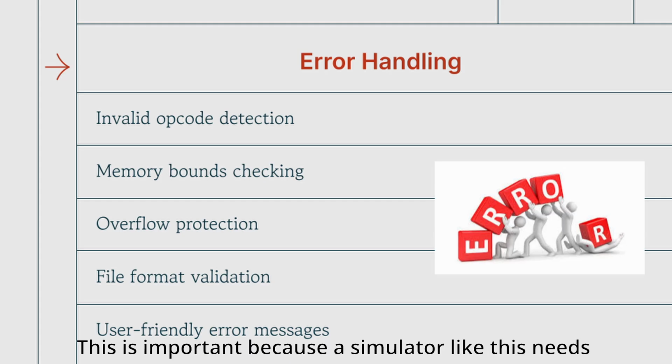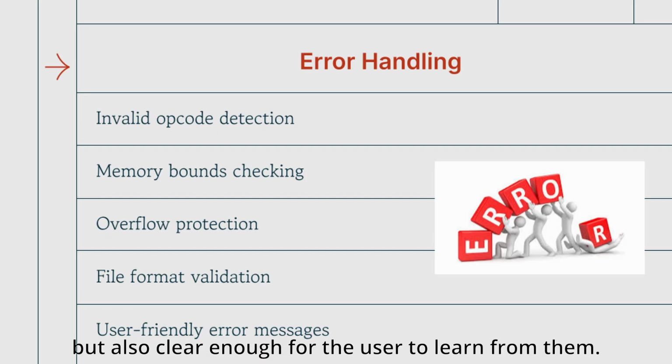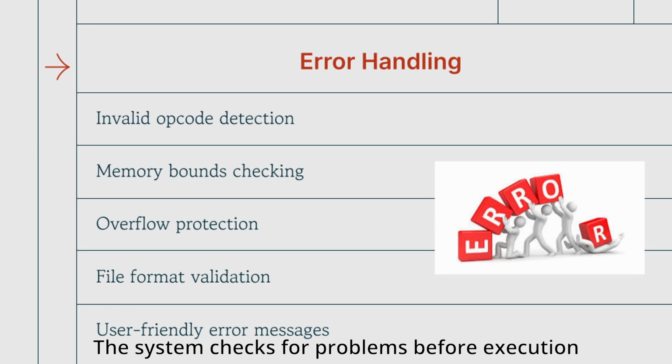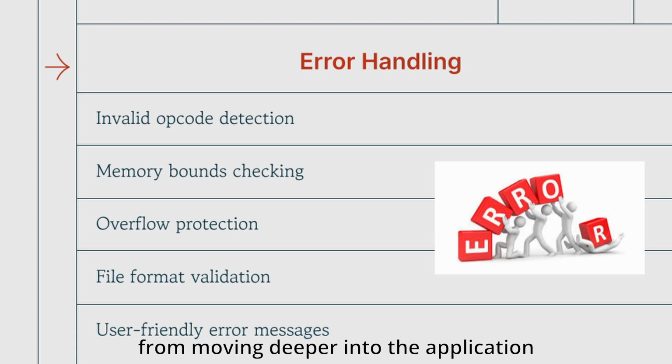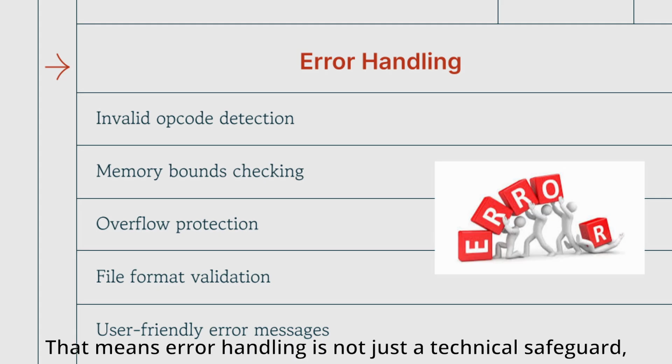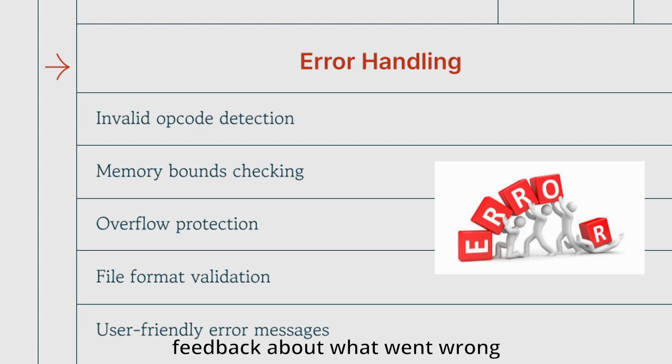This is important because a simulator like this needs to be strict enough to catch mistakes, but also clear enough for the user to learn from them. The system checks for problems before execution whenever possible, which helps prevent invalid files from moving deeper into the application and causing more confusing errors later. That means error handling is not just a technical safeguard, but also a teaching tool, because users receive direct feedback about what went wrong and where to look to correct it.